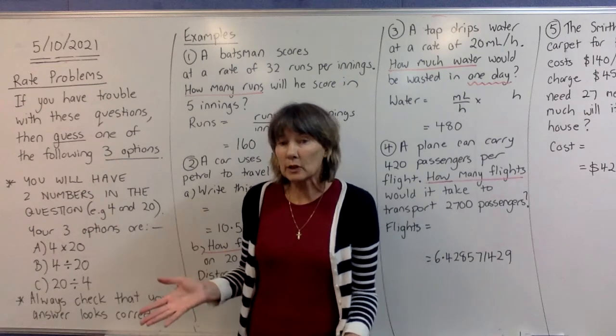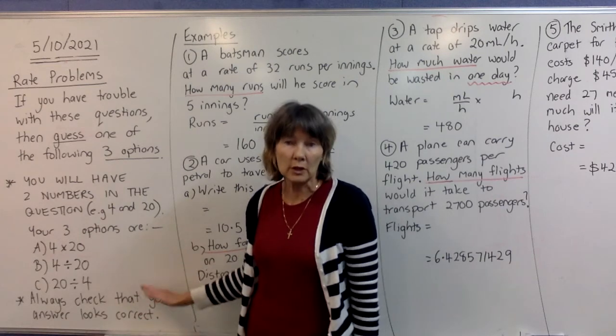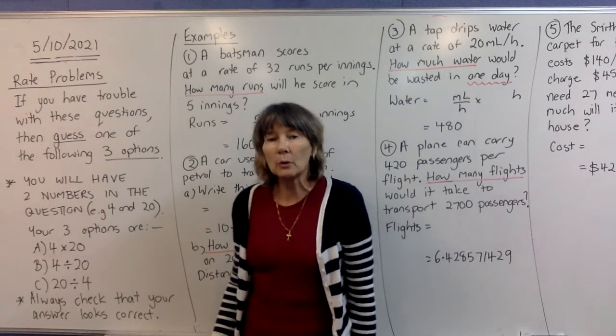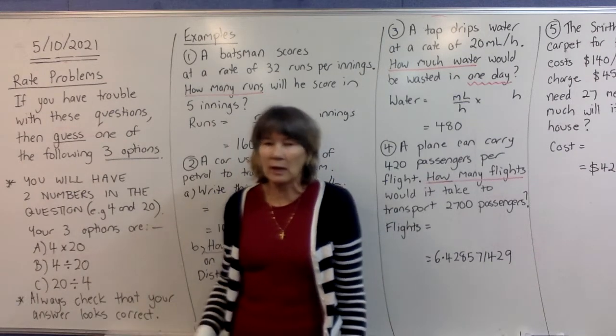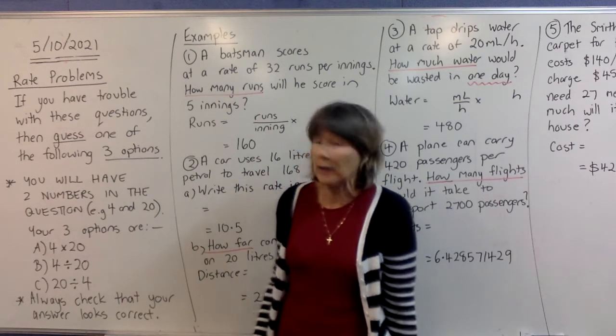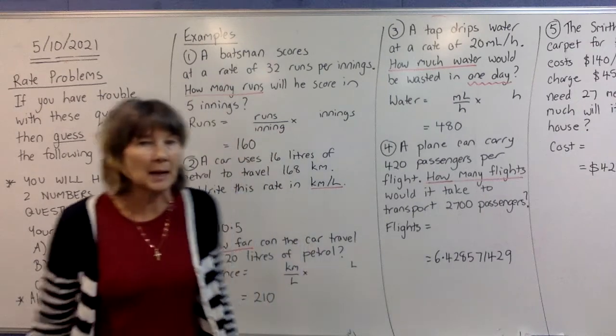Okay, I'm going to explain it to you, but if worse comes to worse, you can do a guess out of 3 options. At the end, I want you to always look and see if the answer looks correct. Okay, if it looks correct, it probably is correct. Alright, so let's have a look at some examples.